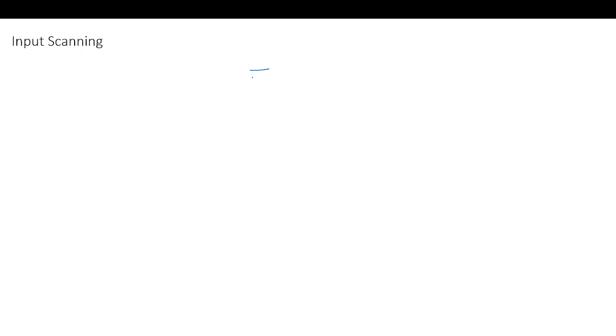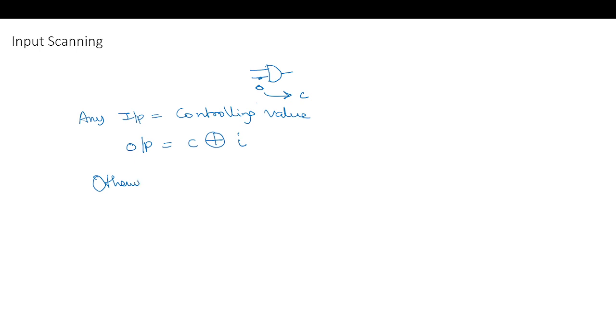Now, if a gate, for example, is like this, and this input is say 0, this value we call the controlling value. So if any input is the controlling value, then the output of the gate is given as C XOR I, where I is the inversion. Otherwise, if any input is unknown, then the output is also unknown. Otherwise, the output of a gate is C complement, the complement of the controlling value, XORed with the inversion.